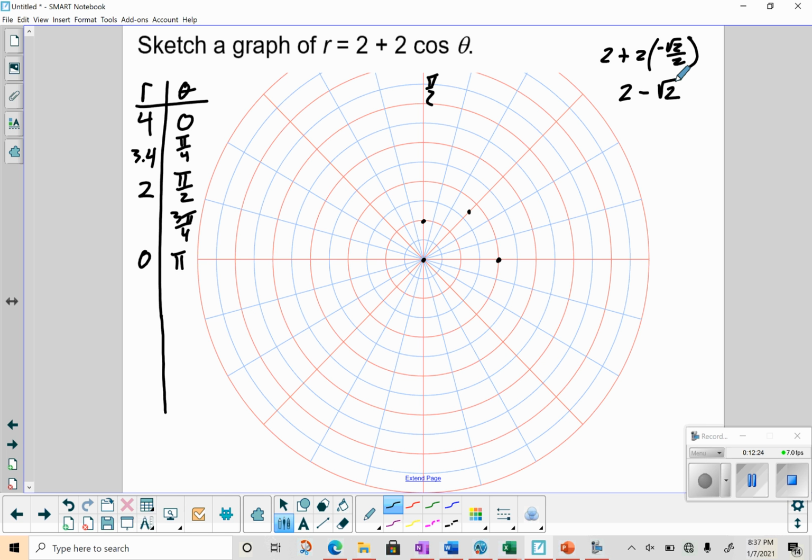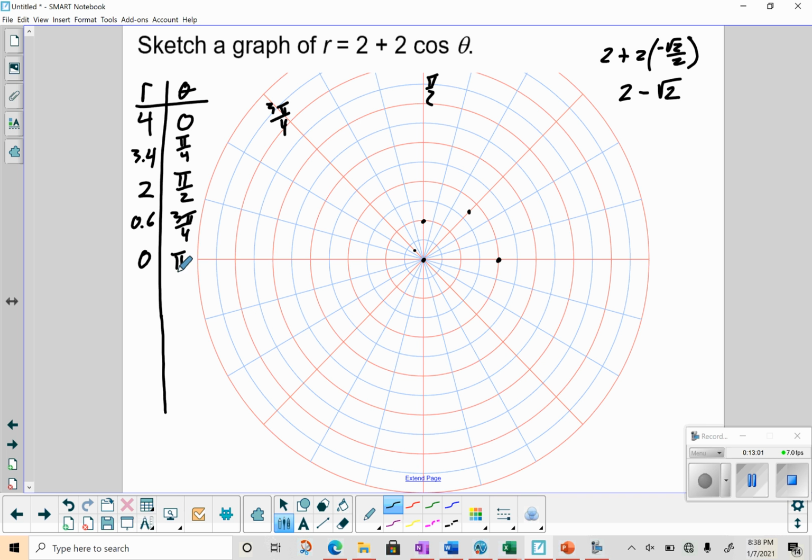2 minus square root of 2 should give me approximately 0.6. Again, use your calculator. Now this one is getting harder and harder to graph because here's the direction for 3 pi over 4, but I'm supposed to come forward only 6/10 of a space. Okay? So I had a radius here of 4. It shrunk down to 3.4, then to 2, then to 0.6, then to nothing.